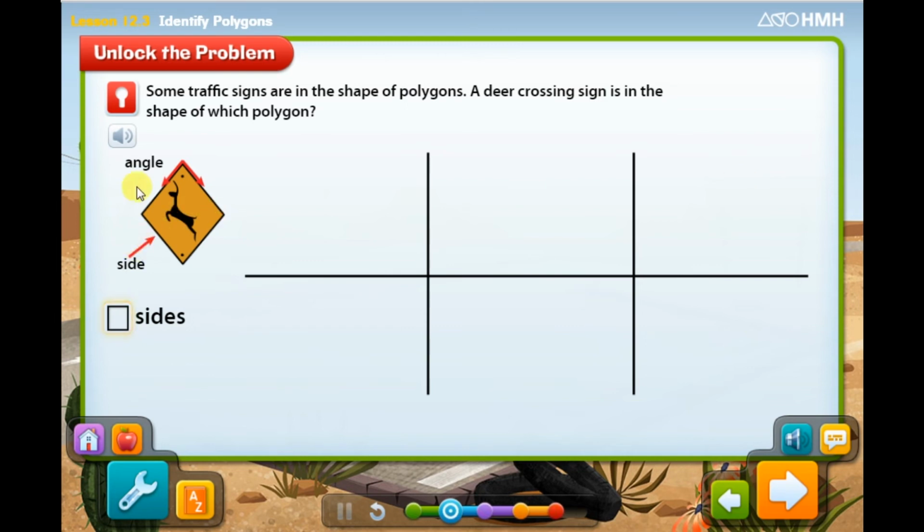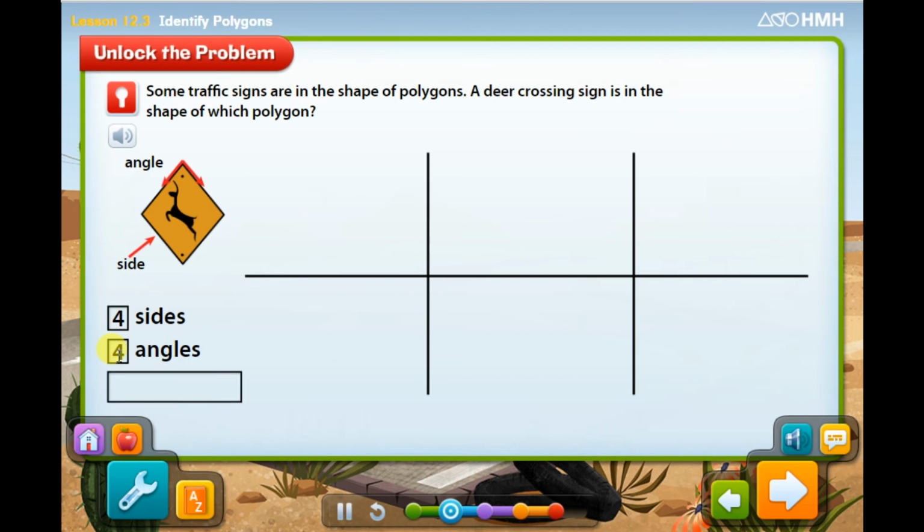Okay, so for this shape, how many sides do I have? Let's count with me. 1, 2, 3, 4 sides. So the sign has 4 sides. How many angles does the deer crossing sign have? The same number as sides, it's 4. Let's count and be sure. 1 angle here, 2, 3, 4. 4 angles formed between line segments. The sign has 4 angles. The number of sides a polygon has is always the same as the number of angles.